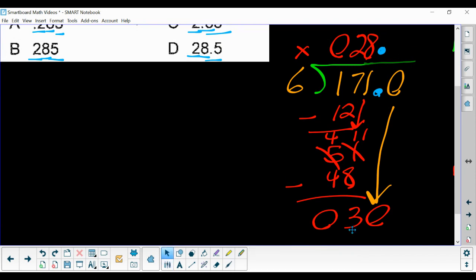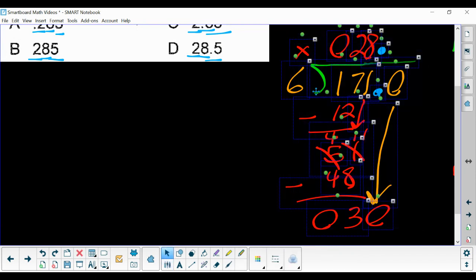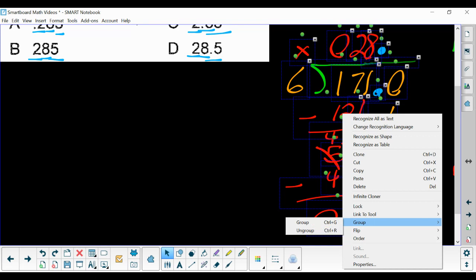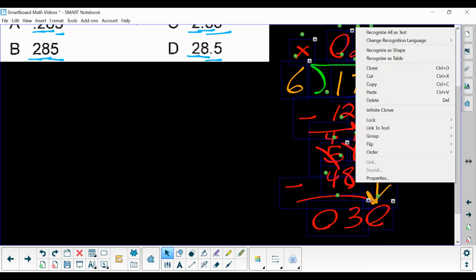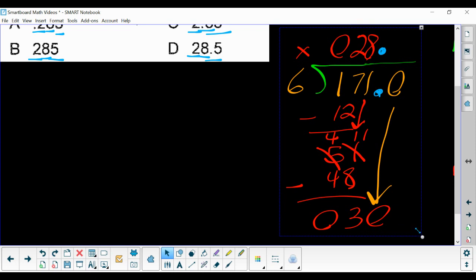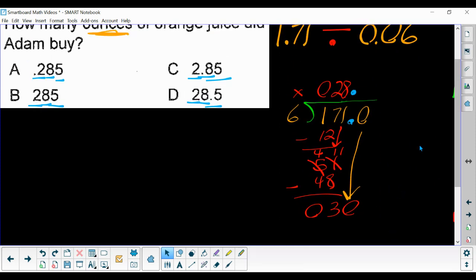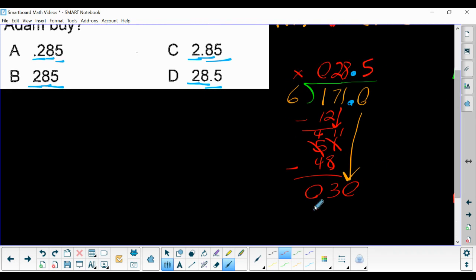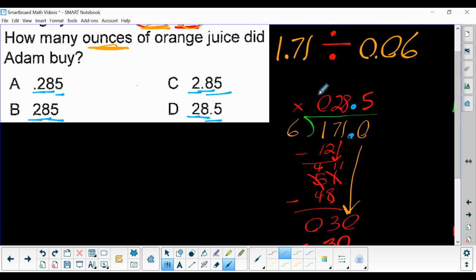Let's make this small so we can see the word problem and the question at the same time. Let's shrink this down. There we go. So 6 times 5 gives me 30, and I'm done with my question. My answer is going to be 28.5, which is D.